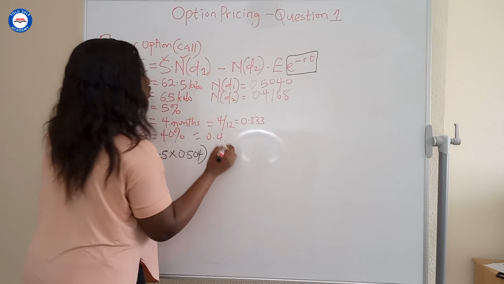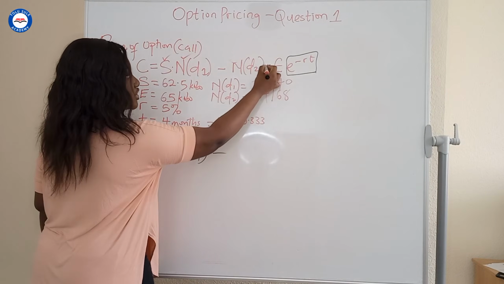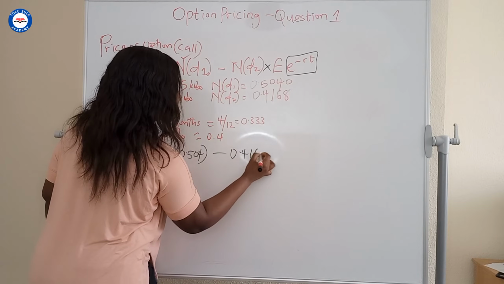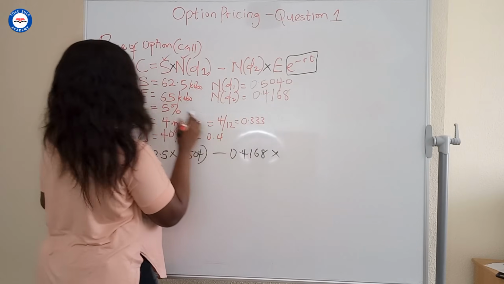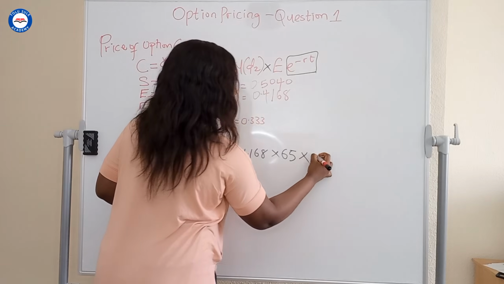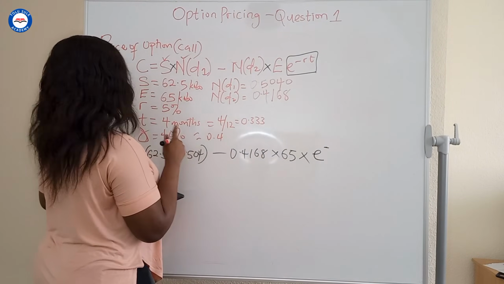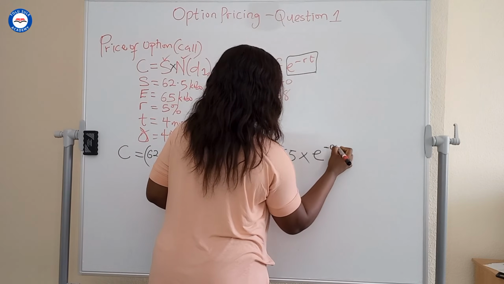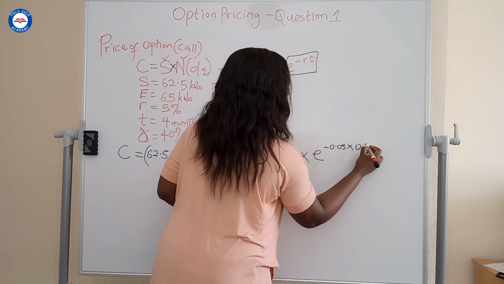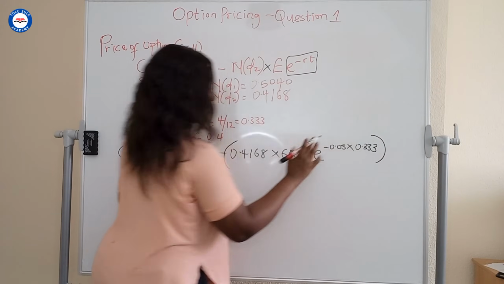Minus ND2. You can start from E, okay? But this arrangement is just for ease. It's still multiplication we have here. So ND2, 0.4168 multiplied by E. Let's discount this E, 65. Multiplied by, so we have E, I'll show you where it's on your calculator, raised to power minus R. What is our R? 5%, that's 0.05. Multiplied by T, 4 months, that's 0.333. So let us put all this one in the brackets for arrangement.